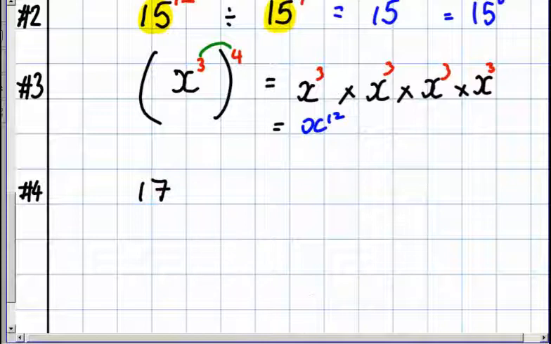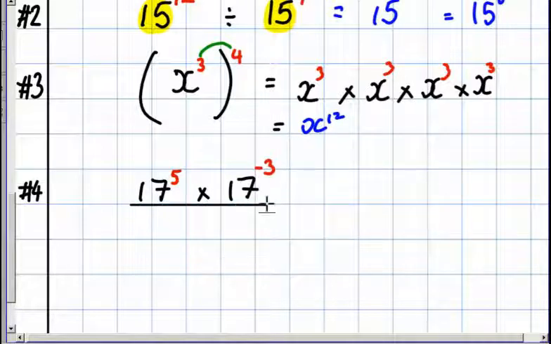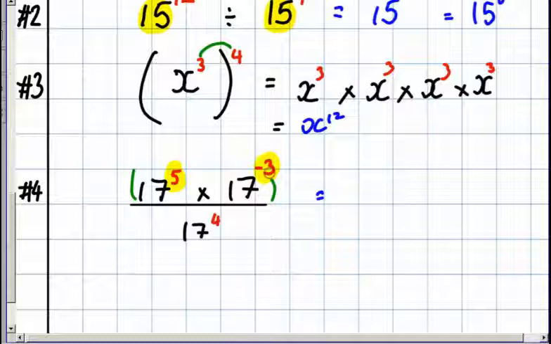17 to the power of 5 times 17 to the power of minus 3, all divided by 17 to the power of 4. There are some hidden brackets here, boys and girls. So we work out the top first. Now remember, when you multiply, you add the powers. 5 added to minus 3 is the same as 5 take away 3. So it's 2. So this is 17 to the power of 2.